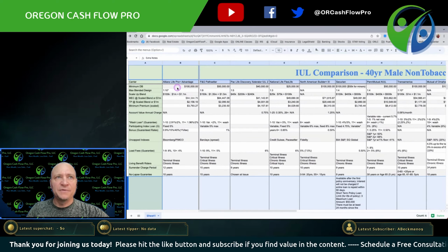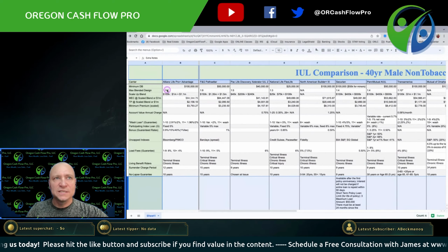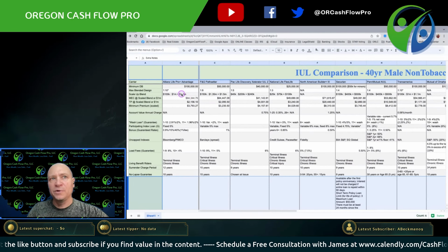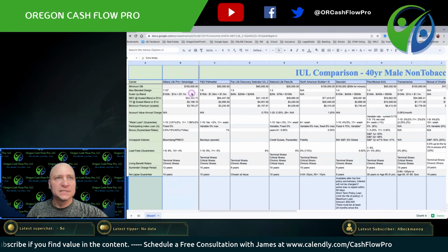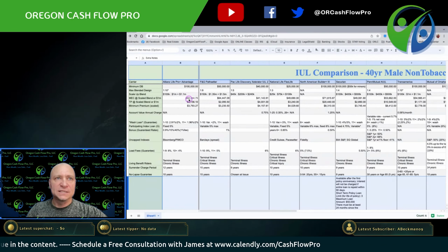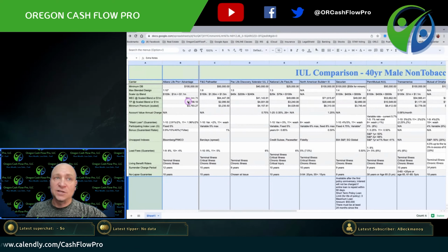Allianz has a minimum of 100,000. We can do a 10-to-1 design that gets us 1.1 million on a scaled up design. You can put in 64,000. The commission on that is essentially $2,100. That's on the target premium.